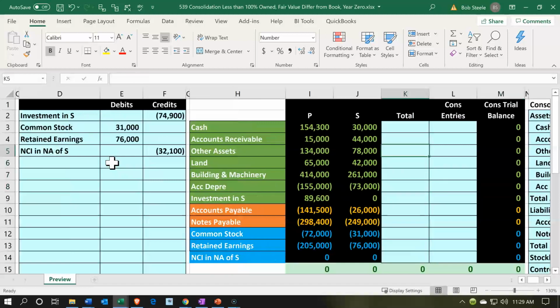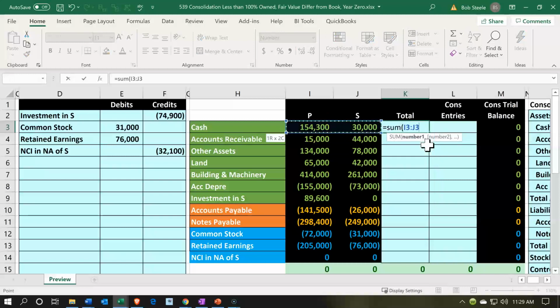I didn't total it up. Let's total it up first. So we have obviously P's books, our trial balance, S's trial balance. Let's sum those two up as we've seen in prior examples.